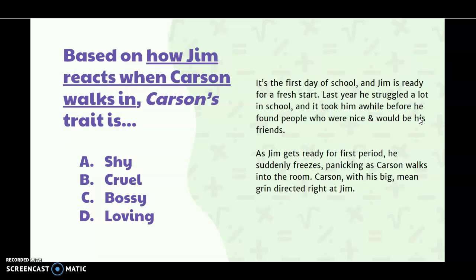Finally, we're going to look at how Jim reacts when Carson walks in the room to try to figure out what kind of a person Carson is. So pay attention to what Jim does when Carson shows up and see if we can make any guesses about what Carson's character trait is.